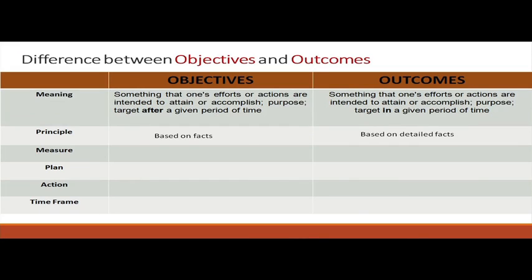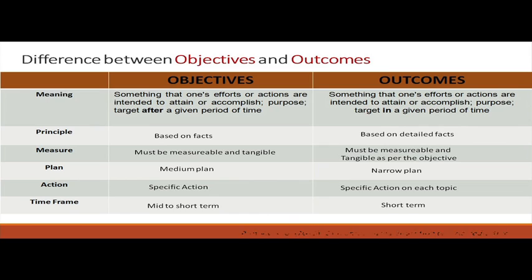Objectives are something that the owner's efforts or actions are intended to attain or accomplish, a purpose or target after a given period of time. But outcomes are something that the owner's efforts or actions are intended to attain or accomplish in a given period of time. Okay? So, what is the principle? Objectives are based on facts, and outcomes are based on detailed facts. Objectives must be measurable and tangible, and outcomes must be measurable and tangible as per the objective. If this objective is given, then whether the learning outcome is achieved or not, that we have to see.